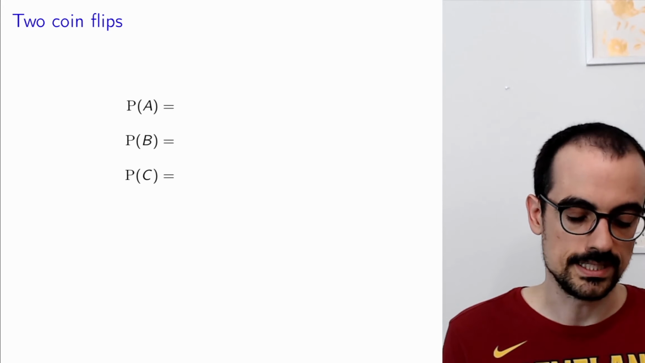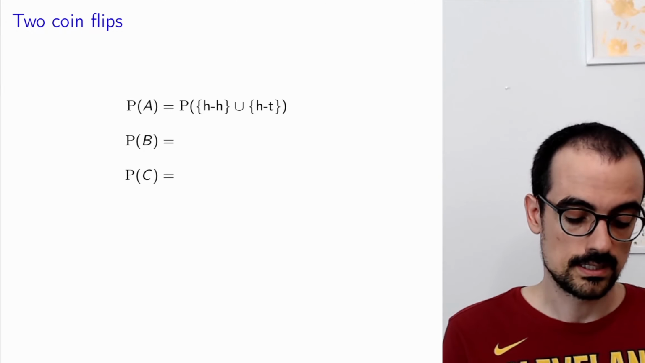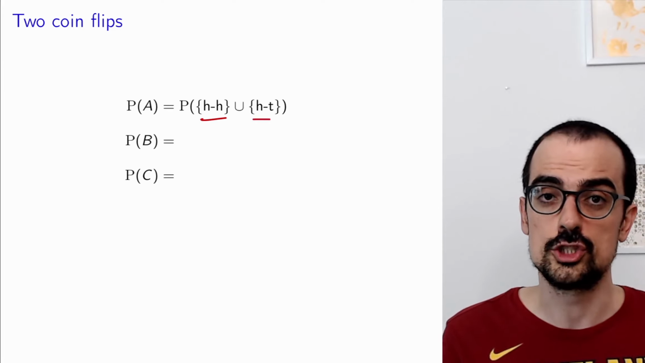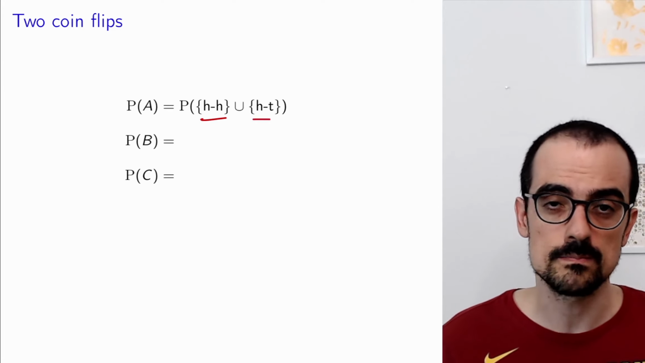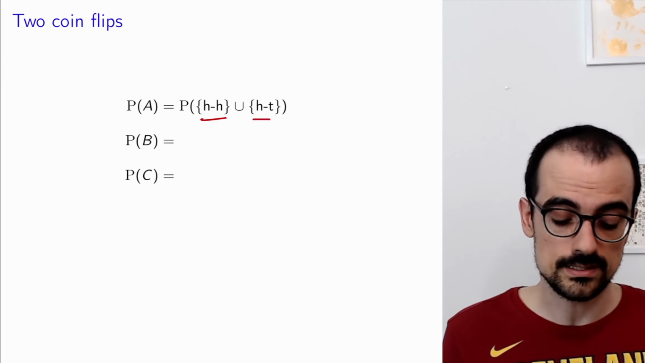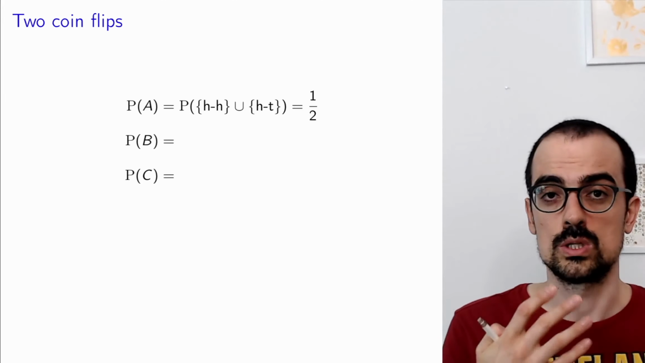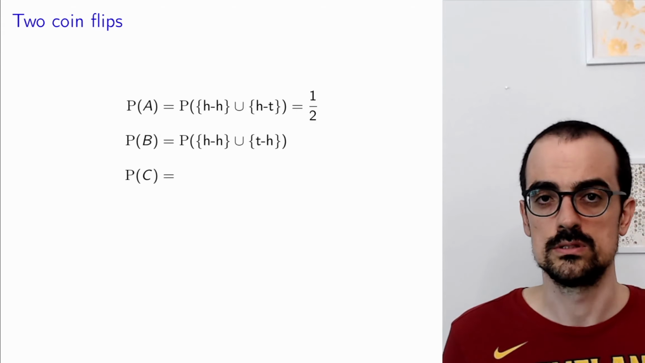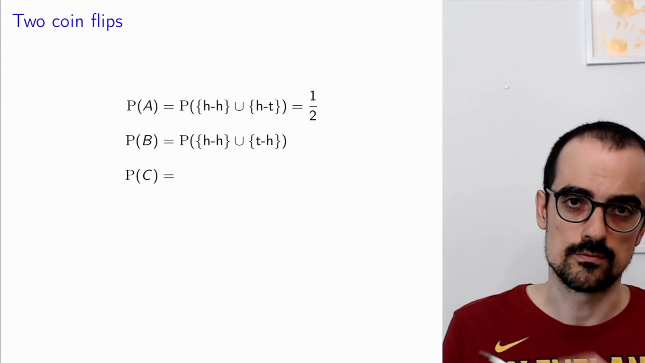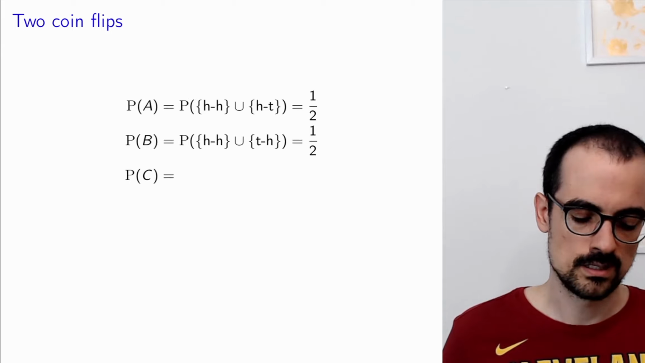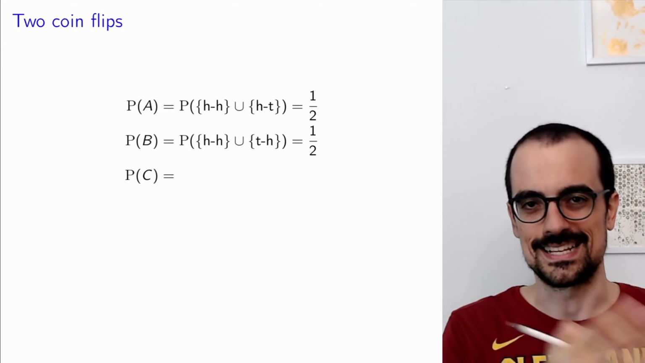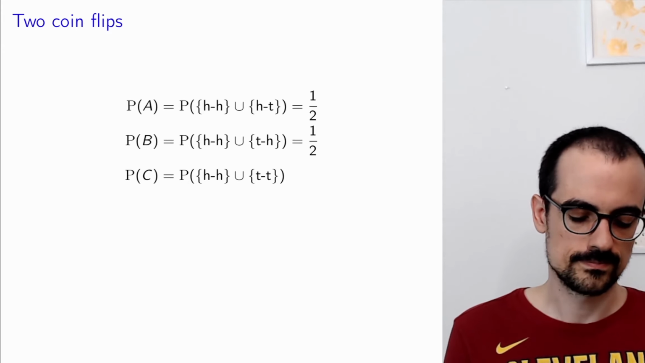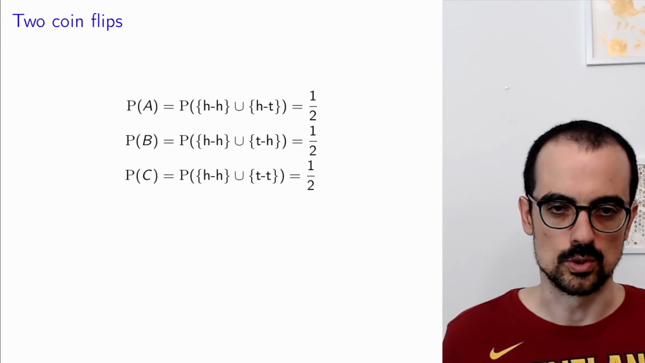Well, the event is the probability of the union between heads, heads, and heads, tails. These are disjoint events. They cannot happen at the same time. So we can just add the probabilities. We get 1/2. What about probability of B? Again, this is the union of these 2 disjoint events. We can just add 1/4 plus 1/4 equals 1/2. For C, it's heads, heads, or tails, tails. Again, disjoint events. We add 1/2. Okay, so far so good.